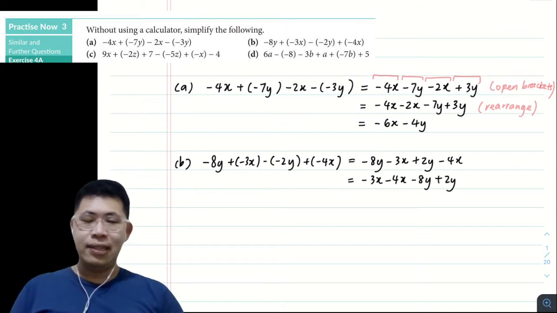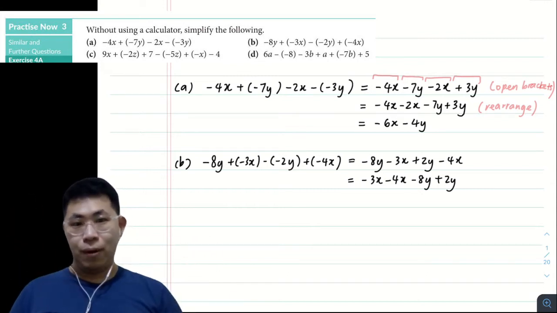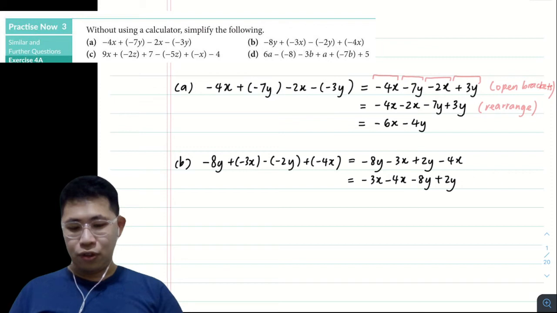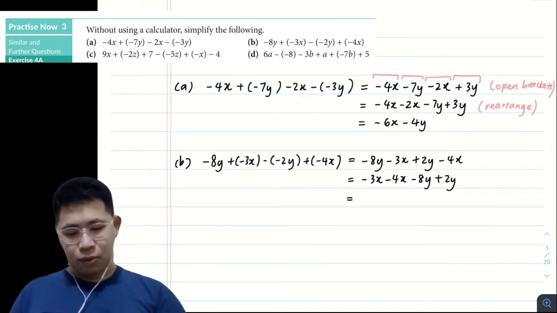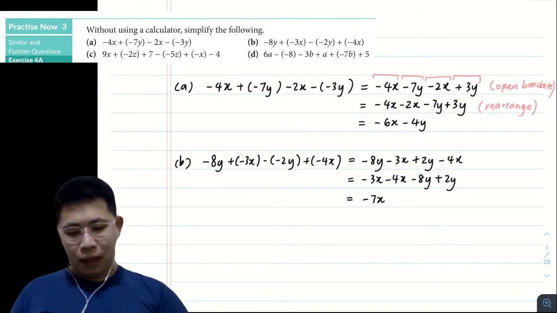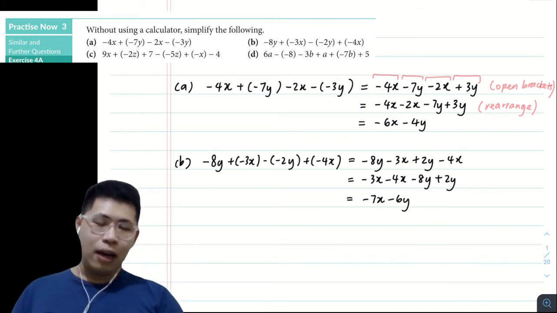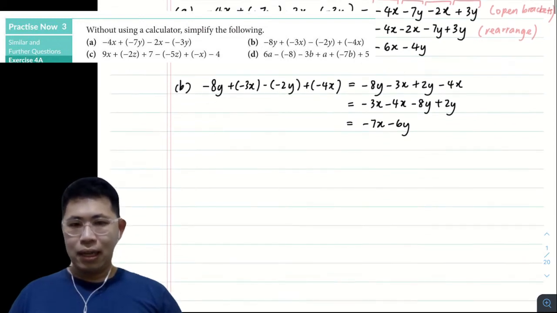So when I shift the signs, remember to shift the negative and positive coefficients as well, right? So here, negative 3x minus 4x will be negative 7x, negative 8y plus 2y will be minus 6y. So there, will be my final answer. I cannot add or subtract unlike terms anymore, right? So A and B, done.